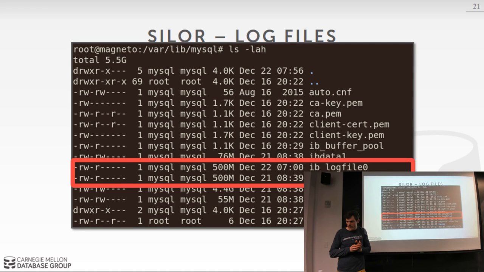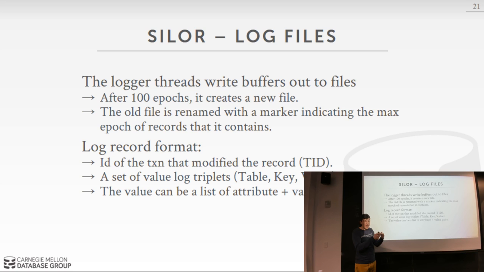And then within the log file itself, for each log record, they're going to have the ID of the transaction that modified the record. Under Silo, you're given that transaction ID from the batch from the coordinating core thread that's running at your socket. So that's going to be guaranteed to be unique across all sockets. And then you have a bunch of triplets that say, here's the table I modified, here's the primary key or the identifier for that tuple, and then here's the values that I modified. And this value can either be just a single attribute or key-value pairs.